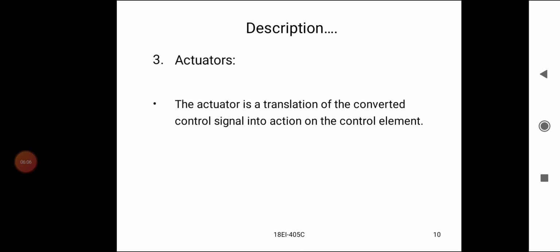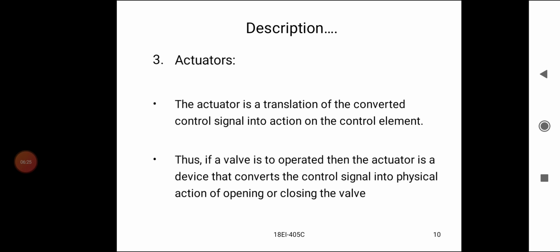Actuator, the third block. The actuator is a translation of the converted control signal into action on the control element. Thus, if a valve is to be operated, then the actuator is a device that converts the control signal into the physical action of opening or closing the valve.